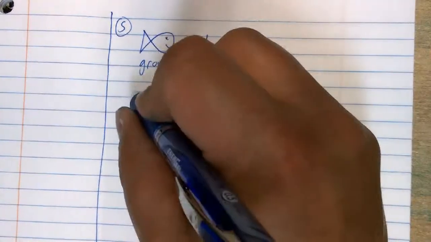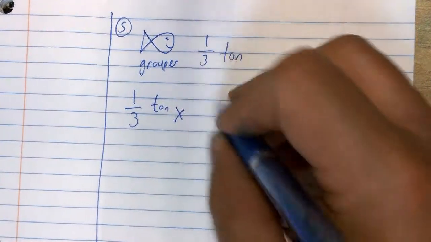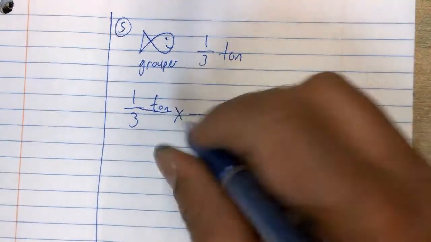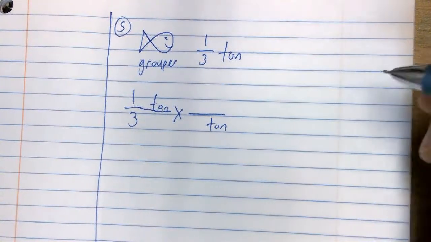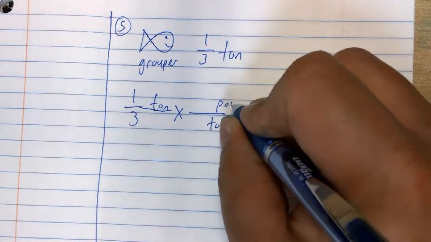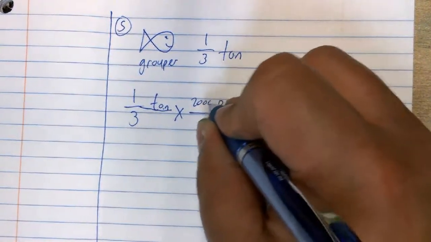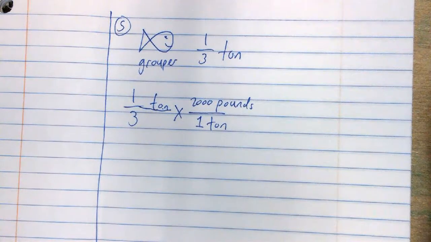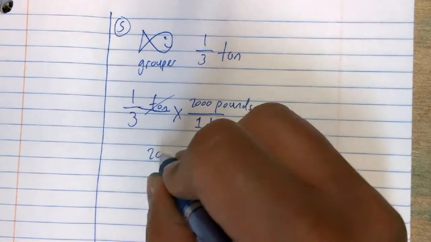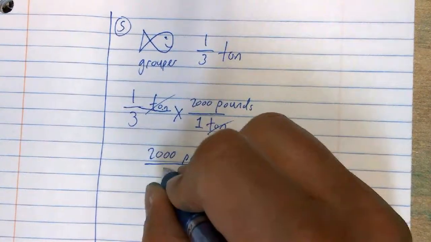All right. Same thing. 1/3 of a ton is the same as, well, you gotta get rid of ton, right? Ton goes on top. Ton goes on the bottom. And I already told you why this goes on top. All right. Now, if you look at the chart, you're going to notice that there's a direct conversion between pounds and tons. 2,000 pounds is 1 ton. The tons cancel out. You have 2,000 pounds over 3.